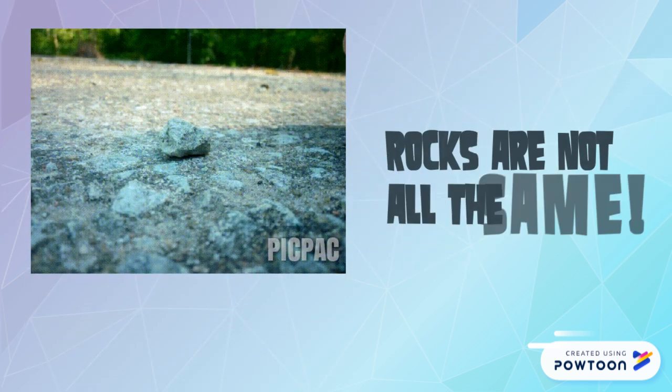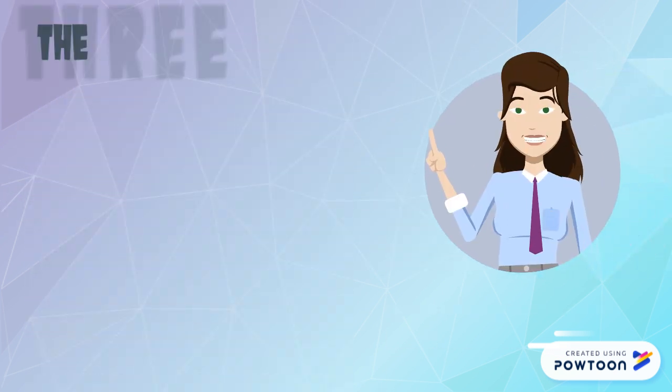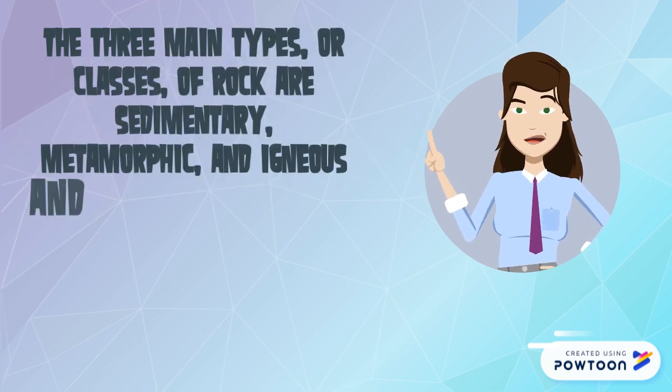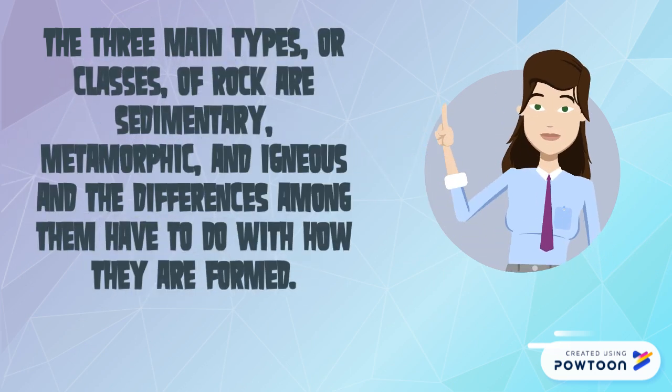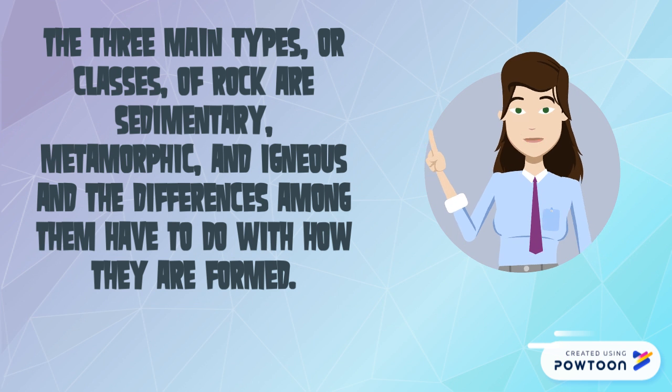Rocks are not all the same. The three main types, or classes, of rock are sedimentary, metamorphic, and igneous, and the differences among them have to do with how they are formed.